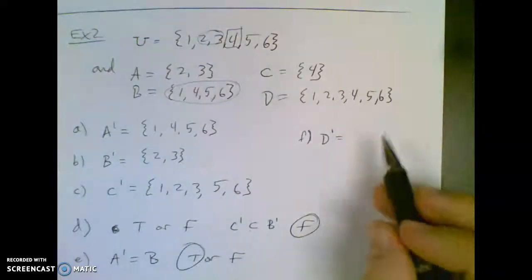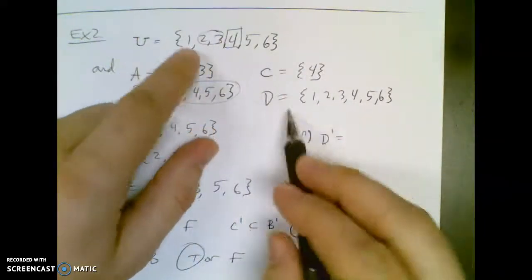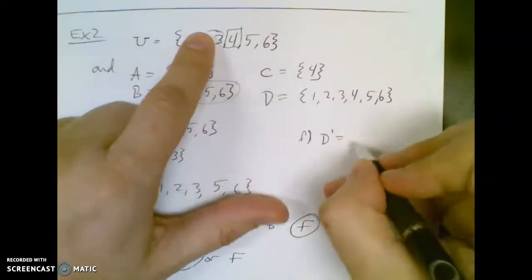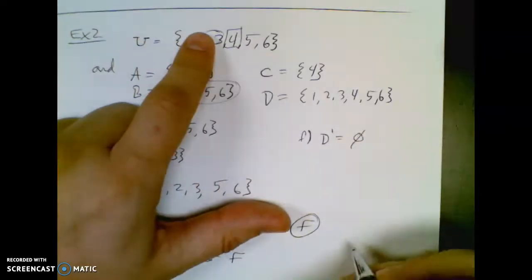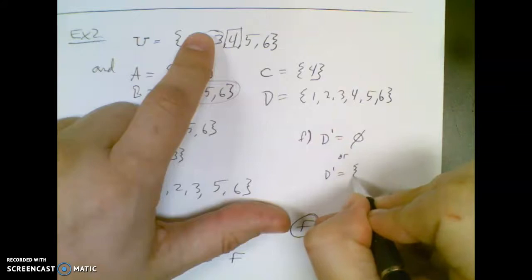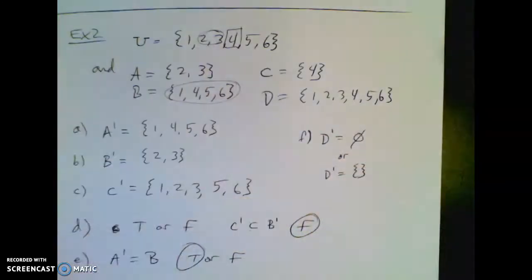D not is everything in the universe that is not in D. 1, 2, 3, 4, 5, 6. They're all there. So what's D not? You can write it two ways. You can write empty set with braces, or you could do the empty set symbol. I usually like this one because it's quicker and you don't have to write curly braces. So the complement of a universe is the empty set.